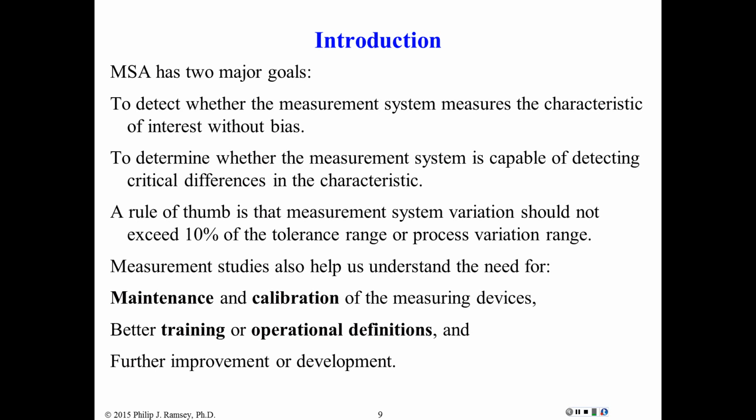Okay. So a measurement system may be accurate, but it could be imprecise, meaning that the measurements are noisy. And just as a general rule of thumb, no more than about 10% of the tolerance range of a part should be taken up by measurement system variation. We'll talk a little bit more about that later. It's somewhat controversial, but it's generally an old general rule that's used in practice.